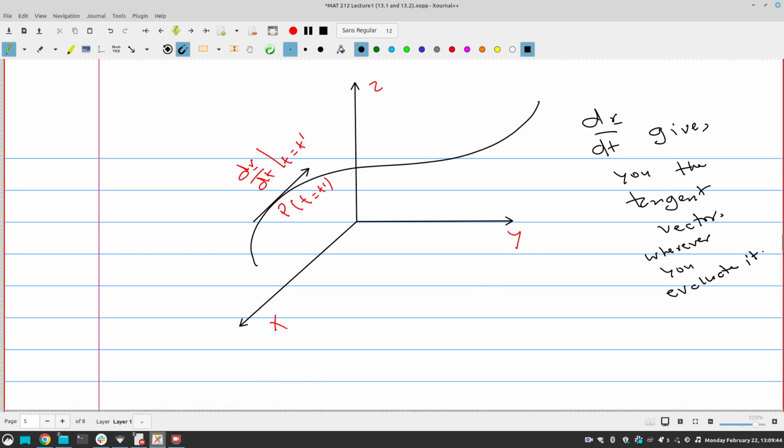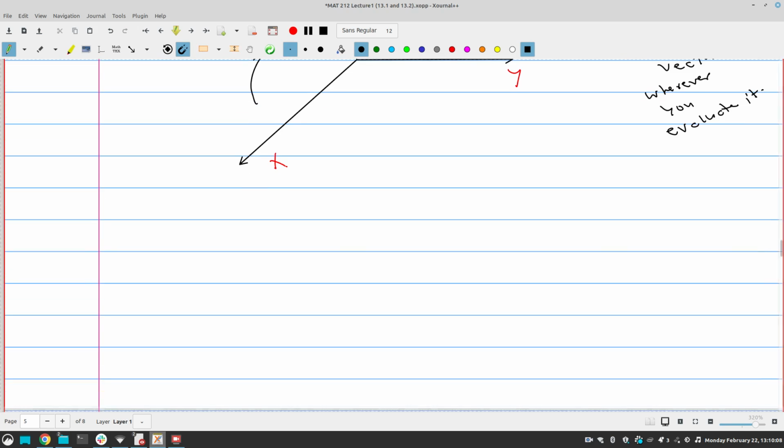Now, how do we find dr over dt? How do we differentiate a vector function? So we will use the definition of our limit. Sorry, the definition of the derivative, not the definition of the limit. We'll use the definition of the limit, but first we have to write down the definition of the derivative in terms of the definition of the limit.